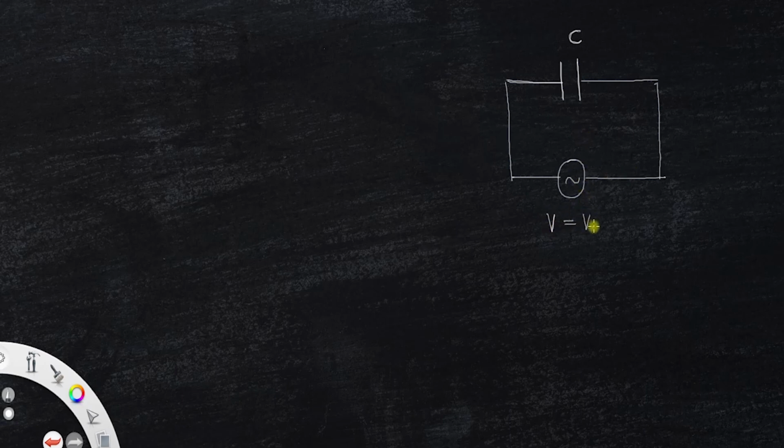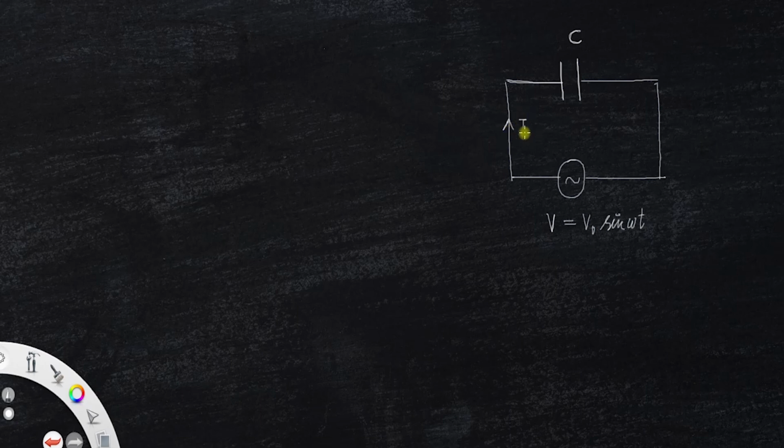So let's discuss the average power across a capacitor when an AC is applied across it. Let's say we have a capacitor, say its capacitance is C, which is connected across an AC source. And let the AC voltage be V equal to V0 sine omega t, where V0 stands for the peak voltage and omega the angular frequency.